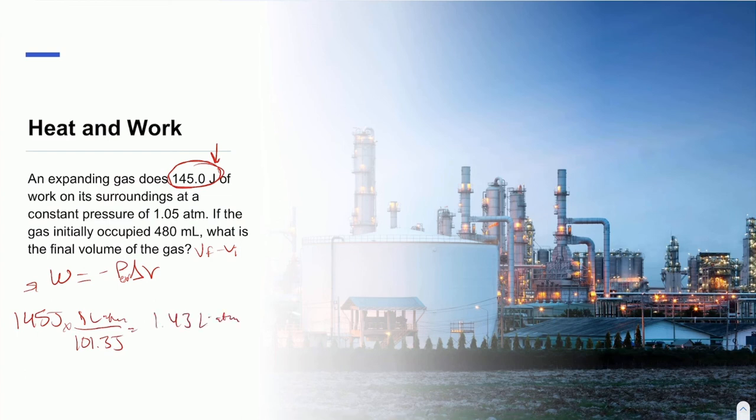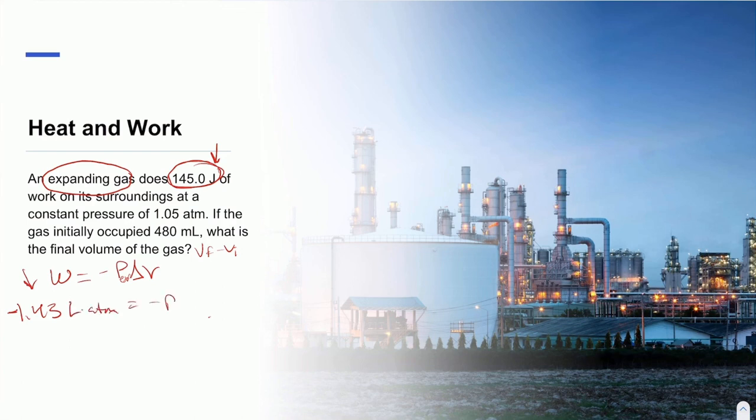Okay, so I'm going to erase this if that's okay. And then 1.43 liter atmospheres is the energy I get. Now, one thing to note, too, that a lot of people will totally miss. This is very important. If it's an expanding gas, is this number positive or negative? When a gas does work on its surroundings, it loses its energy, the internal energy, to its surroundings. And so this is actually a negative 1.43 liter atmospheres that it lost when it expanded.